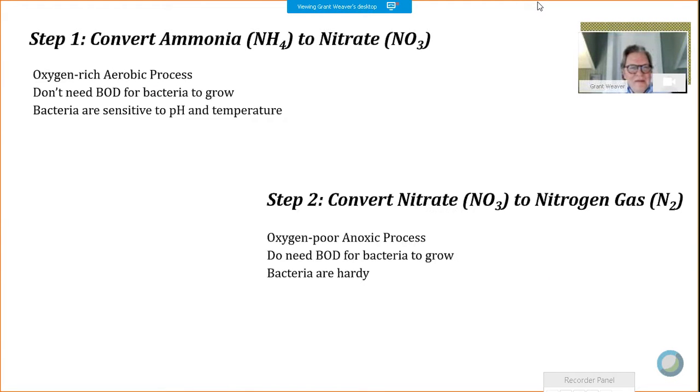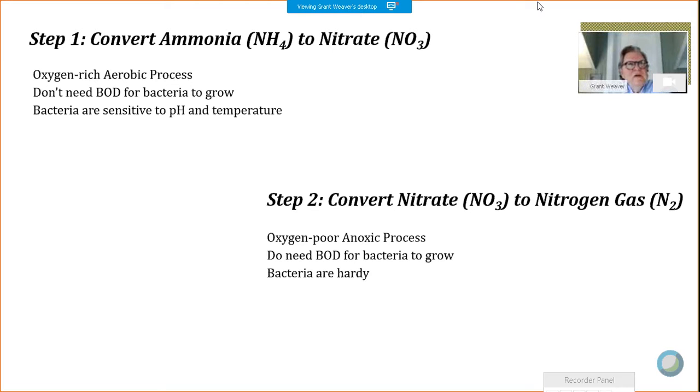Good. So the second step then is once you create the nitrates, there's very little ammonia left. Now we have nitrates, NO3, so that oxygen's been added to the nitrogen molecule. We want to strip that oxygen off. To do that, we create an environment where the bacteria are hungry for oxygen. They need oxygen to breathe bad enough, and there isn't enough free oxygen, which is the easier oxygen to get. So they will do the work necessary to break that oxygen off the nitrate and breathe that.